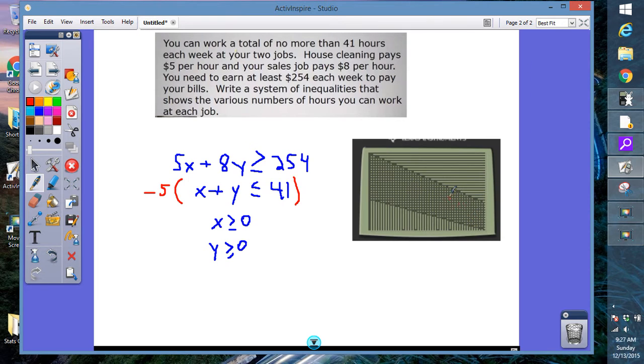Your graph is going to look something like this. Your graph should extend all the way, you should show it all the way down to the intercepts. But it's going to be less than or equal to this equation and greater than or equal to that one. So all my combinations of hours I could work to meet these objectives would be in this double shaded region.